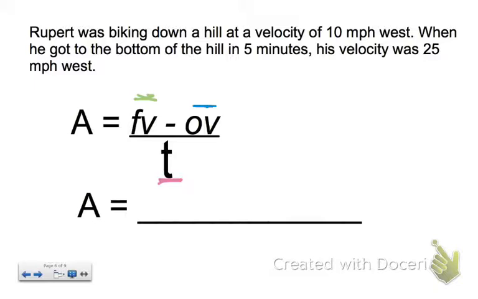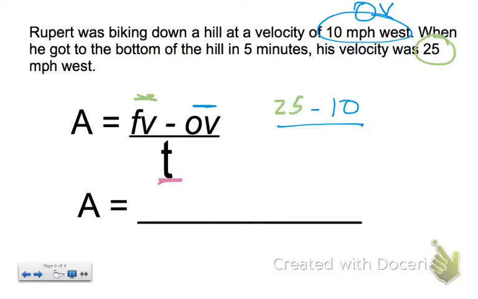And so I'm going to find the original velocity. That's the one I start out with. So Rupert started out at 10 miles per hour west. And so I'm going to label that and circle it in blue, and we're going to put that as OV. So we're going to put 10 here. And then I'm going to find my final velocity, which was 25 miles per hour. And then our time was 5 minutes.